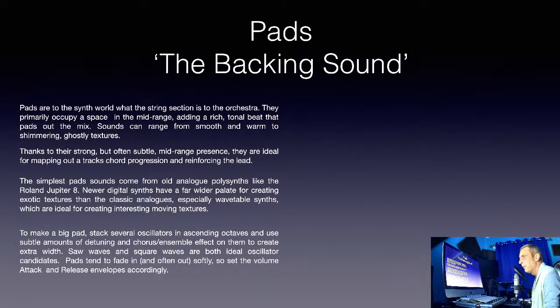So to make a big pad, you need to stack several oscillators in ascending octaves and use subtle amounts of detuning and chorus ensemble effects on them to create extra width. Saw waves and square waves are both ideal oscillator candidates for this, and pads tend to fade in and often out softly, so set the volume, attack and release envelopes accordingly. You can have them instant, or you can have them slow coming in like a string section.